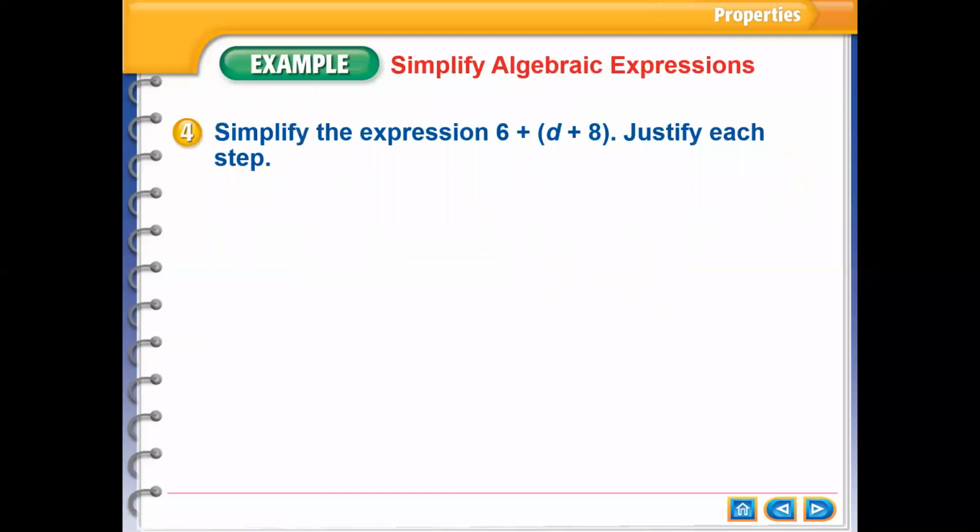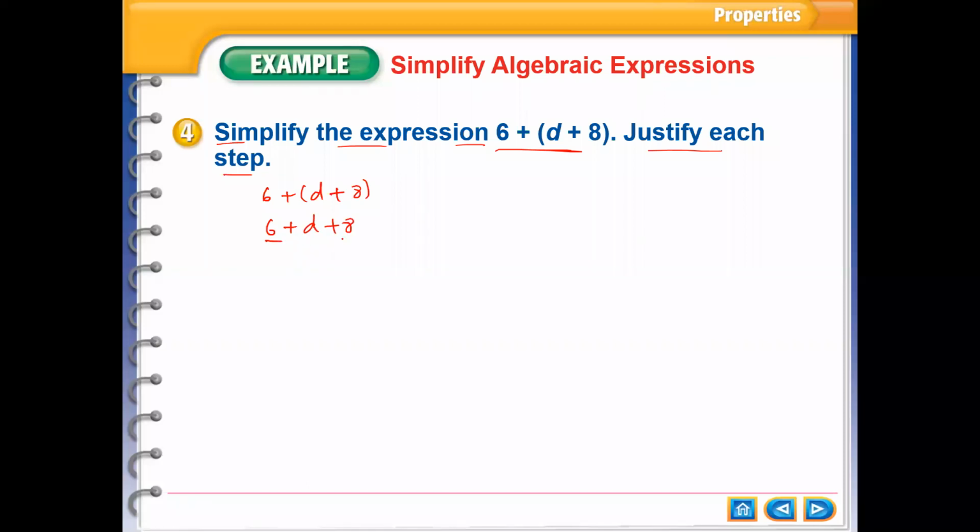Next, simplify the expression. Justify each step. So we have to simplify this expression. This is, you can say, the question of algebra also. So 6 plus D, D is a variable, 8 is a constant. So you will write 6 plus D plus 8.